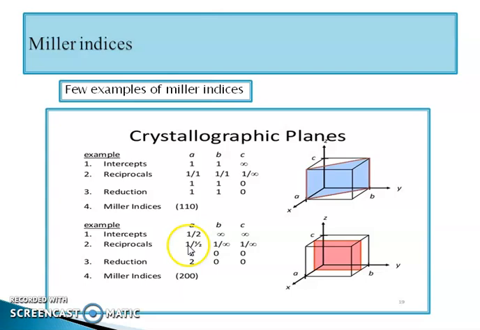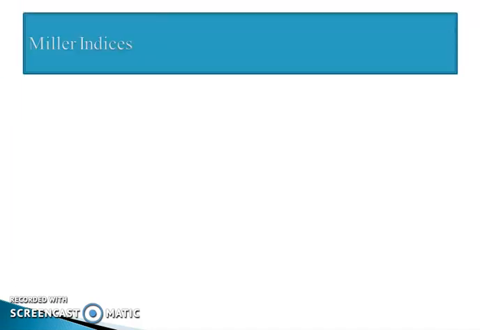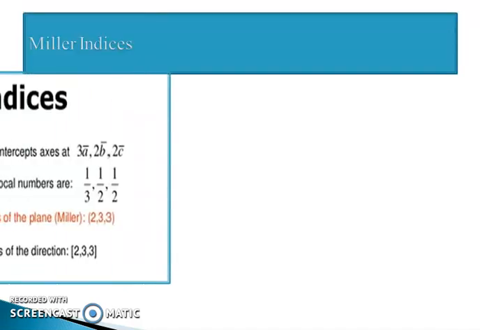Reciprocals: 1 by 1 by 2, 1 by infinity, 1 by infinity, and it reduces to 2, 0, 0, and therefore the Miller indices for this are in brackets (2, 0, 0). These are the next few examples.